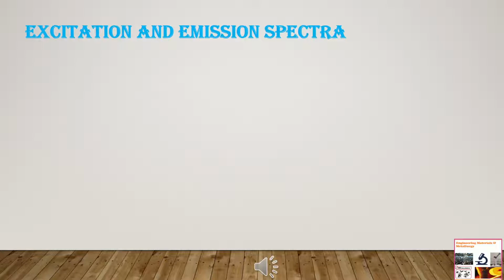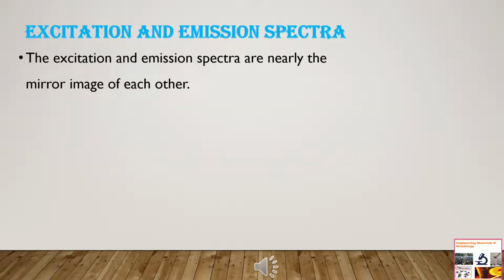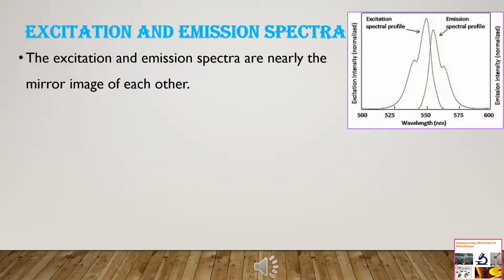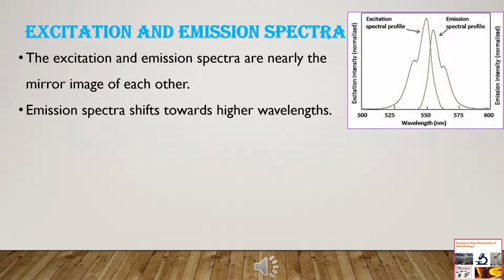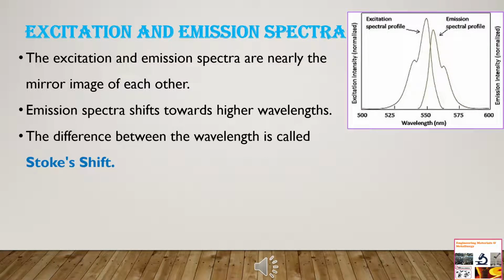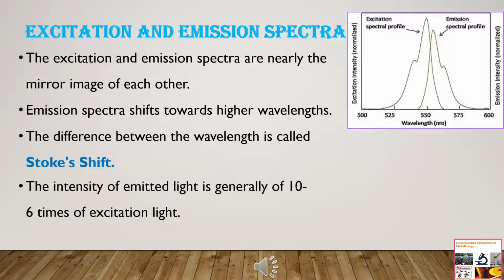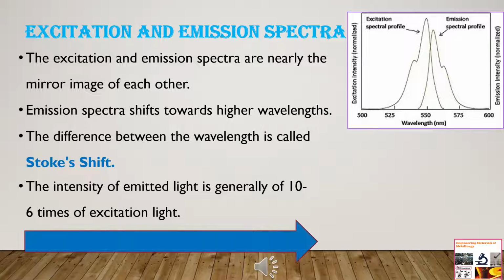Excitation and emission spectra. 1. The excitation and emission spectra are nearly the mirror image of each other. 2. Emission spectra shift towards higher wavelengths. 3. The difference between the wavelength is called Stokes shift. 4. The intensity of emitted light is generally of 10^-6 times of excitation light.